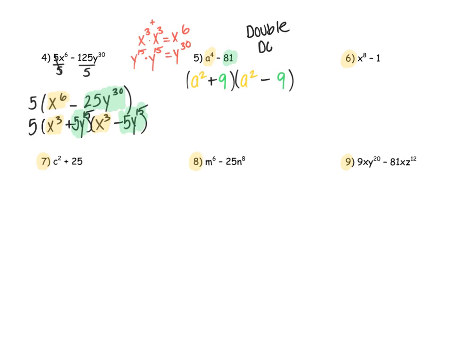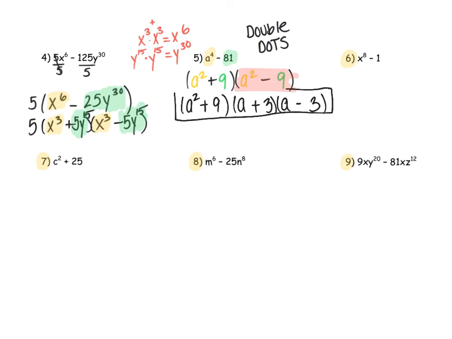And it's double DOTS because I actually have another difference of two perfect squares. Here is another difference of two perfect squares. We could break this up into a times a is a squared. 3 times 3 is 9. And then a plus and a minus. And we actually just bring down this a squared plus 9 because we can't do another DOTS.